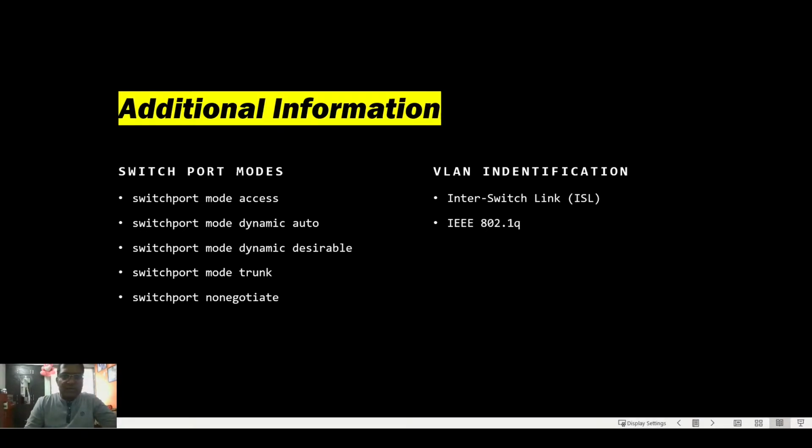Then we will discuss a few VLAN identification methods, like how to identify a VLAN. First is Inter-Switch Link, ISL. Inter-Switch Link is a way of explicitly tagging VLAN information into an Ethernet frame. This tagging information allows VLANs to be multiplexed over a trunk link through an external encapsulation method. This allows the switch to identify the VLAN membership of a frame received over the trunk link.